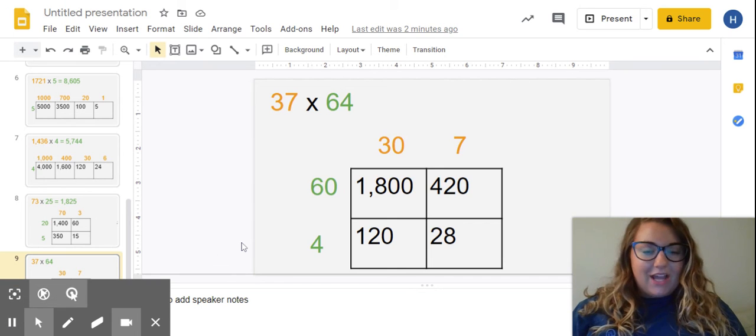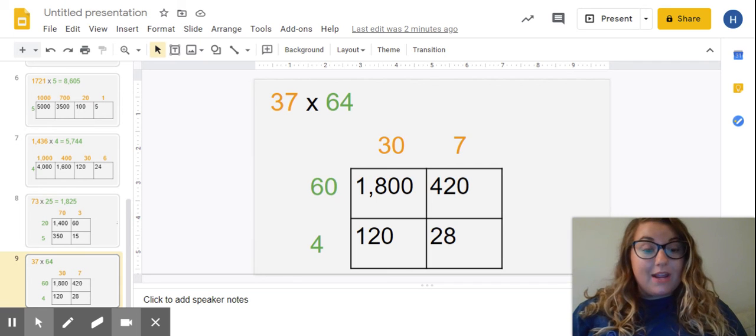On the next slide, you will be prompted to create a Flipgrid video. What I want you to do is at home, I want you to add up the numbers in the box, and I want you to walk me through the process of how you would find the end product of 37 times 64. So you will go to the next slide. You will record your Flipgrid video explaining to me what our next step is and what our final product is.